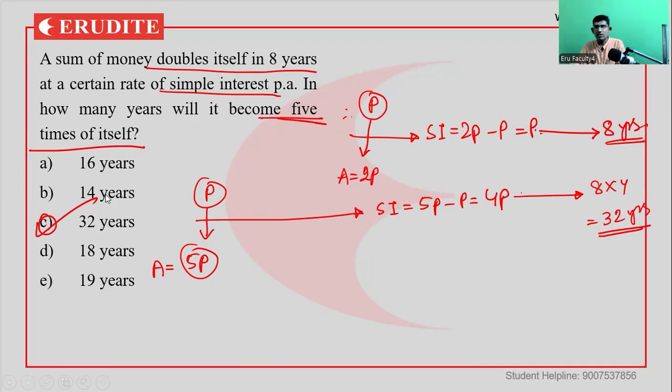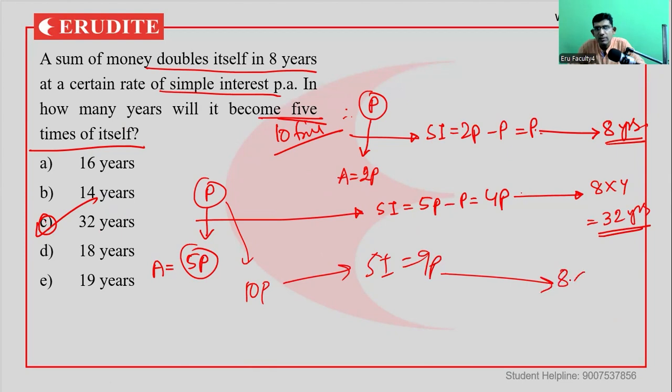So in simple interest, the value of simple interest follows the unitary method, so you can apply that. If I say in how many years the money becomes 10 times, what is the time? 10 times means it will be 10P, which means interest would be 9P. So time will also become 9 times, which is 72 years. So I can do these mentally without any calculations, if I understand this.